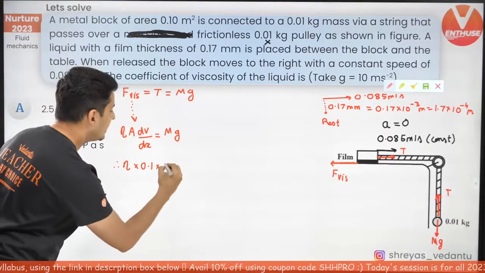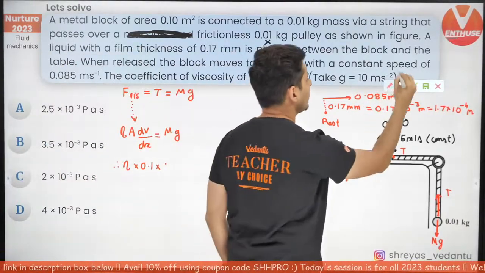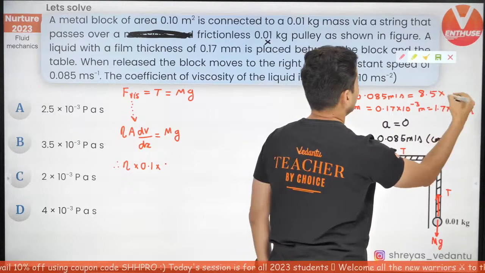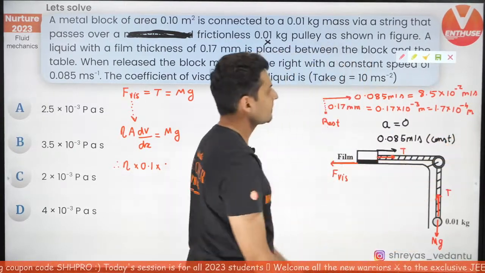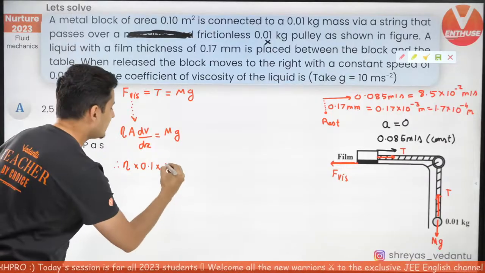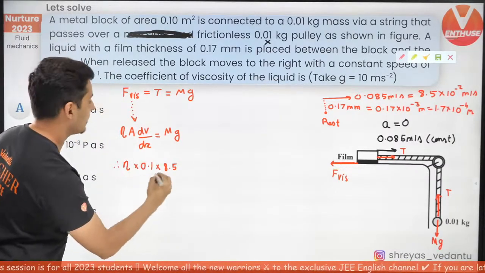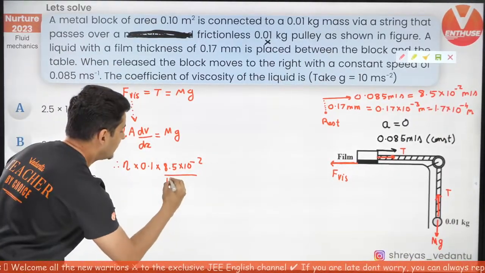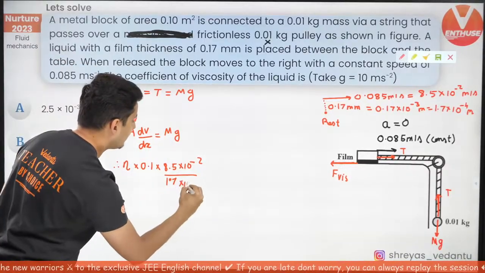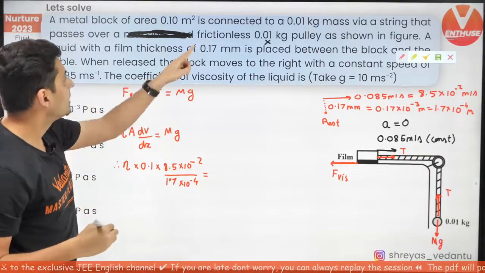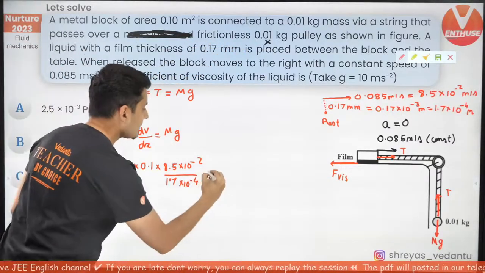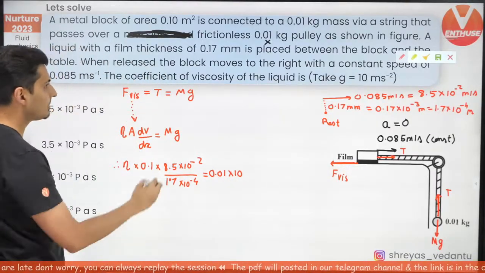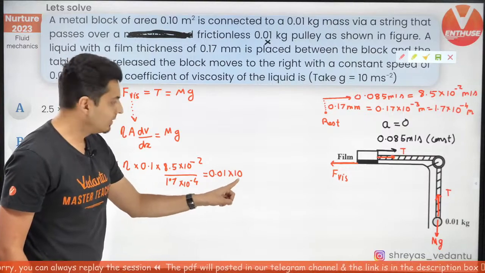So dV will be 0.085. 0.085 is nothing but 8.5 into 10 to the power minus 2 meters per second. So dV will be nothing but 8.5 into 10 to the power minus 2 divided by dx. What's dx? It's 1.7 into 10 to the power minus 4, is equal to mg. What is m? M is 0.01. So 0.01 into g is nothing but 10. Let's see what happens. 0.01 into 10, 0.1.